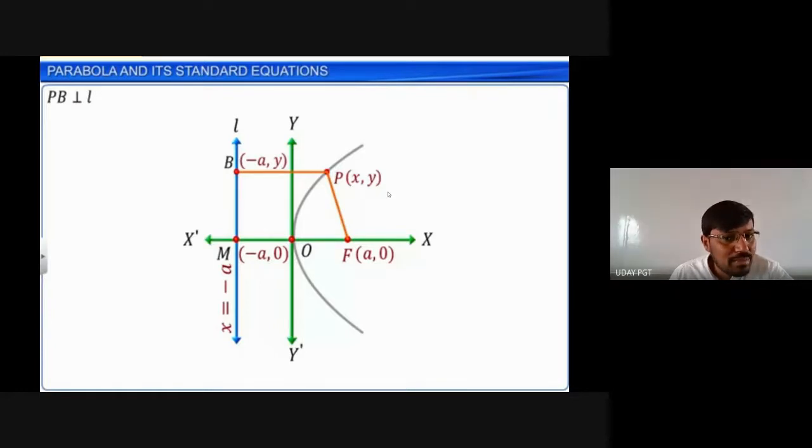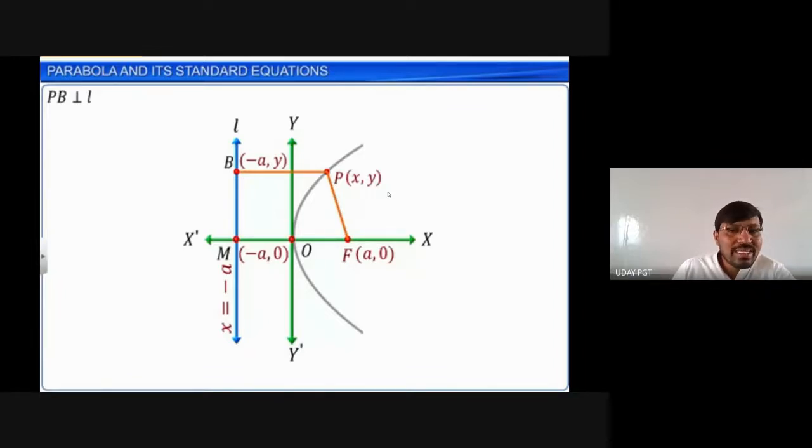Because the point P has coordinates x comma y, the y coordinate of B is also y. The coordinates of M are minus a comma 0, and the distance from the vertex to the directrix equals the distance from the vertex to the focus. So the focus is a comma 0, and the directrix is x equals minus a, meaning the point B on the directrix has x coordinate minus a, and its y coordinate is the same as P.